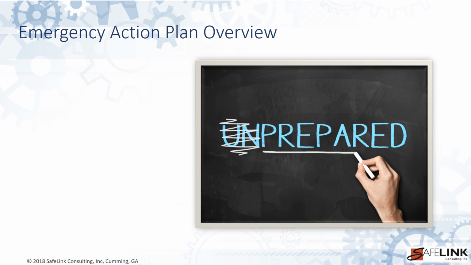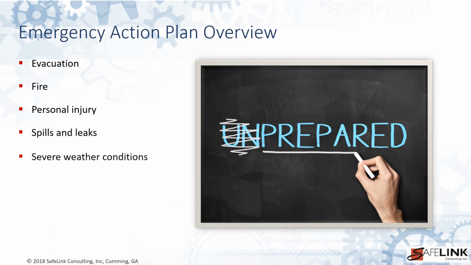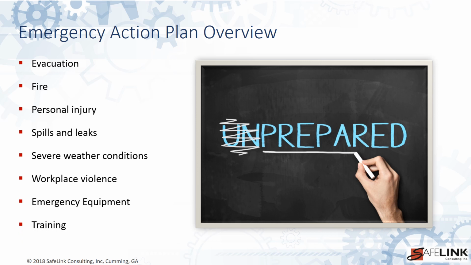Some of the actions that are usually covered in an emergency action plan include evacuation procedures, procedures in the event of a fire, also procedures to address personal injury, spills and leaks, severe weather conditions, workplace violence. The plan should include the location and use of emergency equipment and should also provide for training of workers on these procedures.